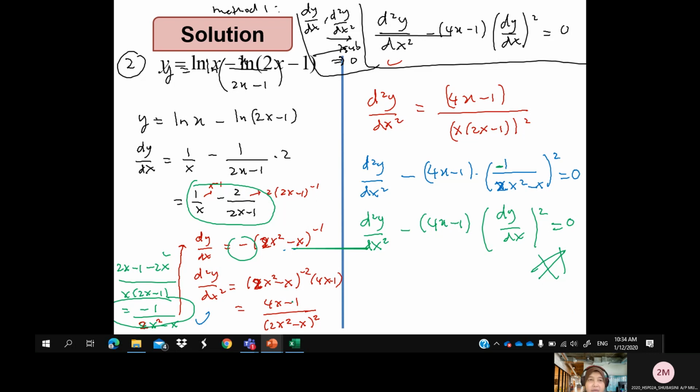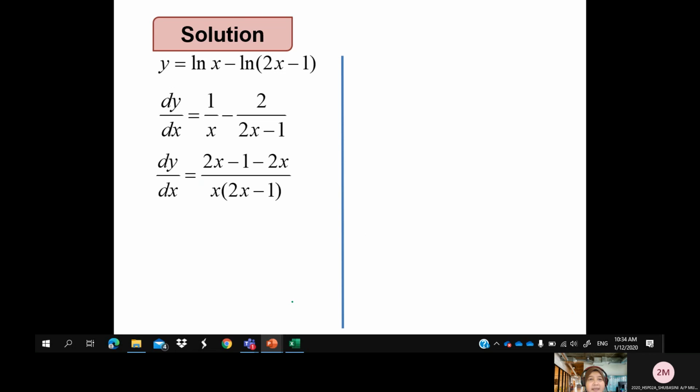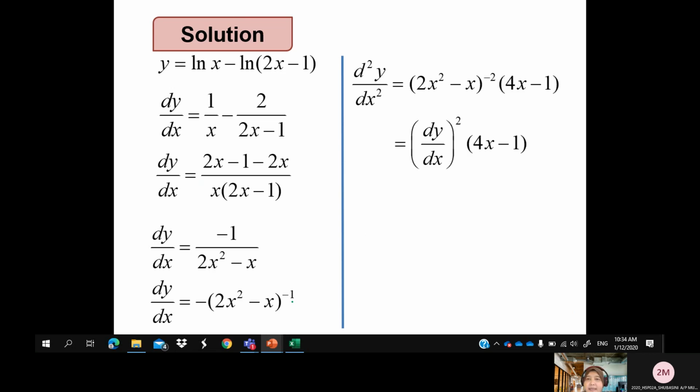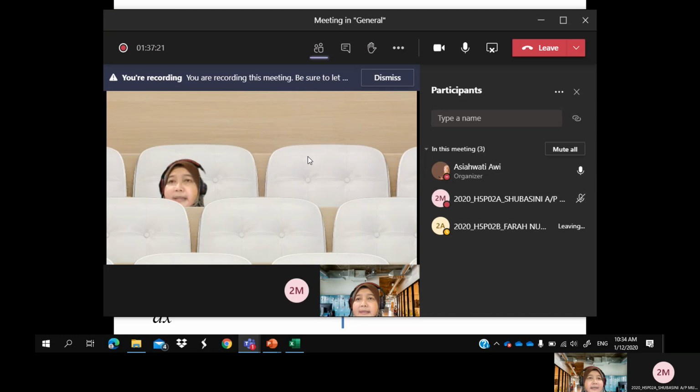Wait, let's look at their solution. Okay, that's it. They still equate too, the same as this. And then, something like shown. Like that. Okay, that's it. Finished for the log topic.